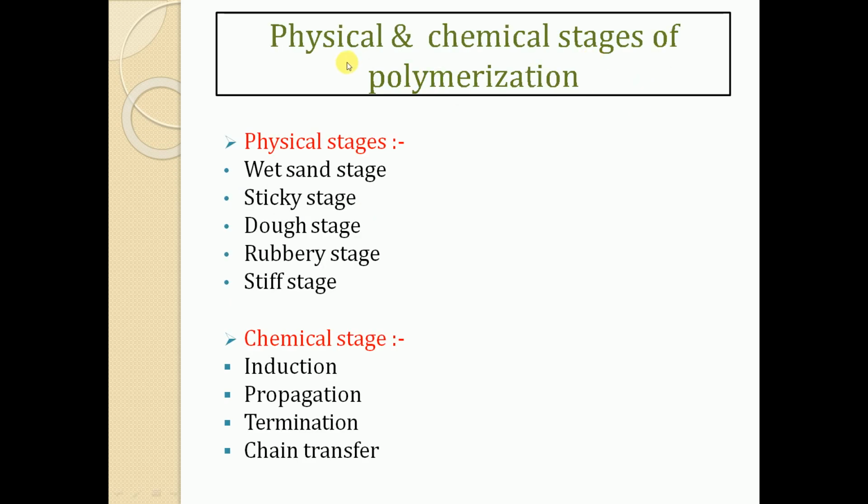So what are the physical and the chemical stages of polymerization? The physical stages: the wet sand stage, the sticky stage, the dough stage, the rubbery stage, the stiff stage. In the chemical stage, you have induction, propagation, termination, chain transfer.